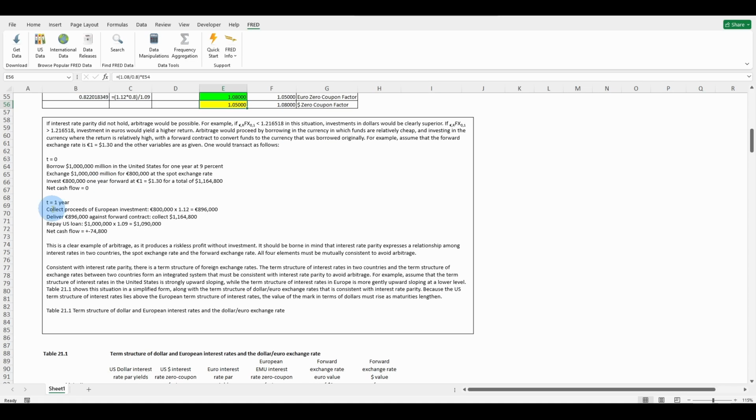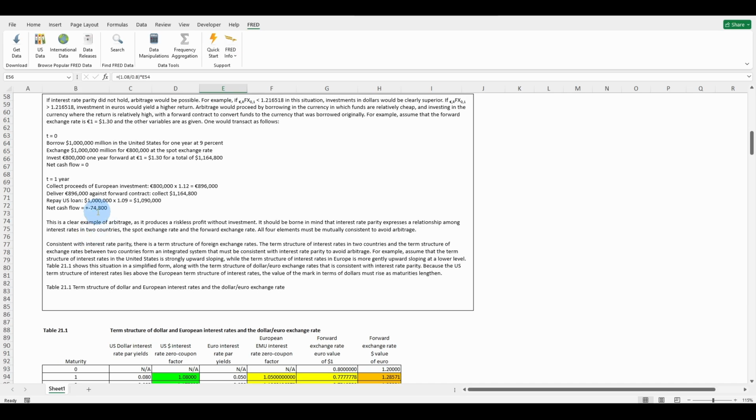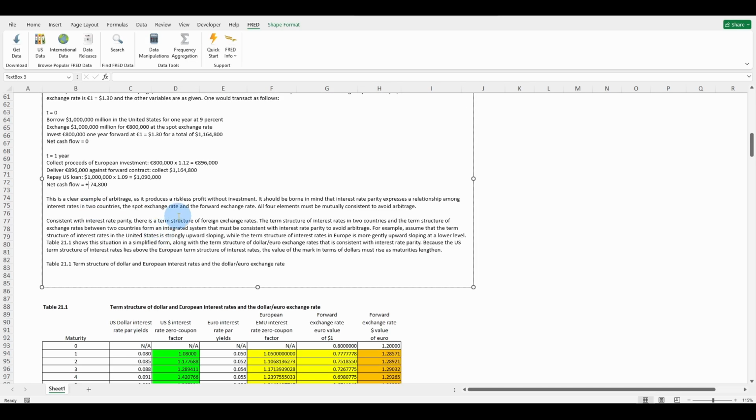Year 1, collect proceeds of European investment. 8% times 1.12 equals 896. Deliver 896 against the forward contract. Collect 1.1 million. Repay U.S. loan, 1 million times 1.09 equals 109. Net cash flow $74,800. This is a clear example of arbitrage, as it produces a riskless profit without investment.